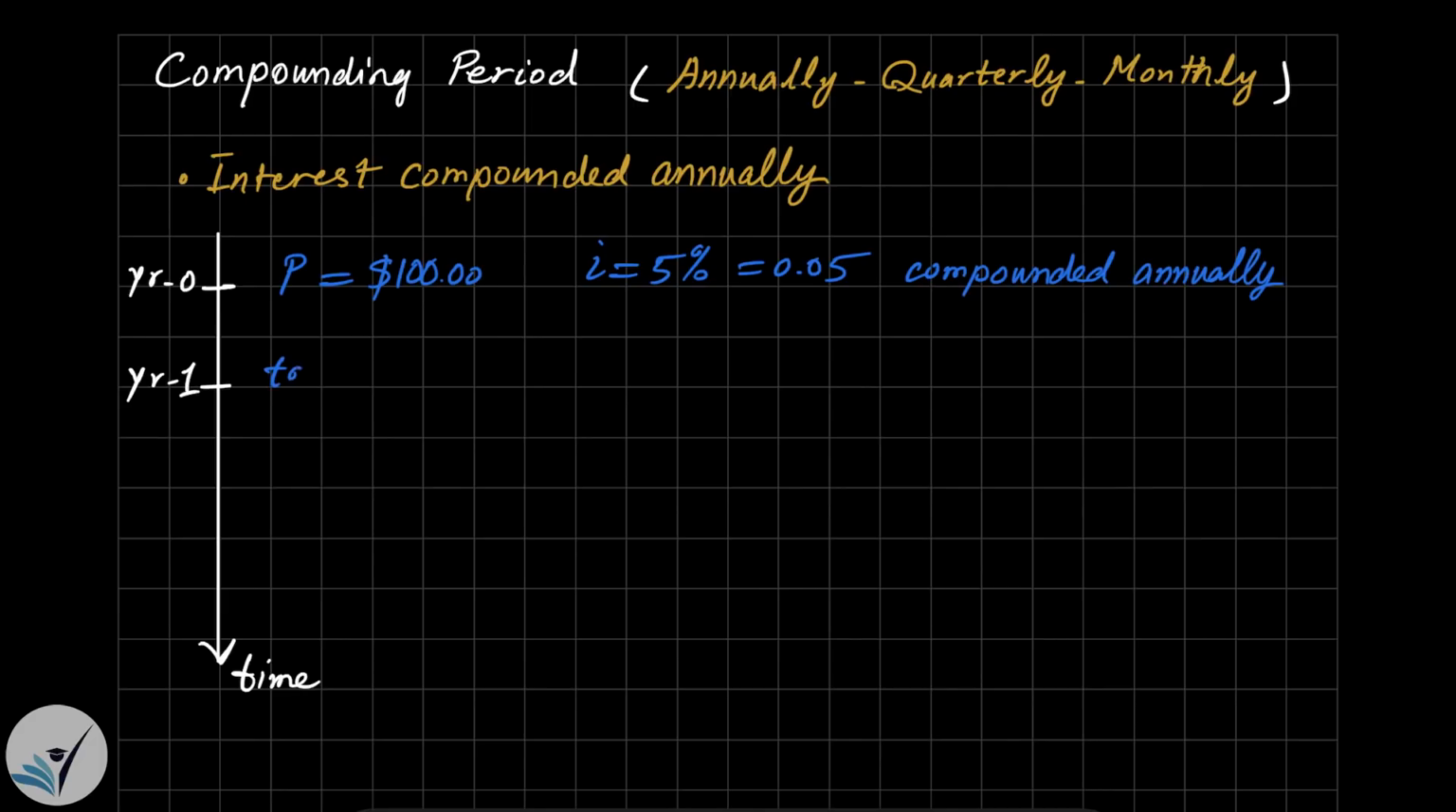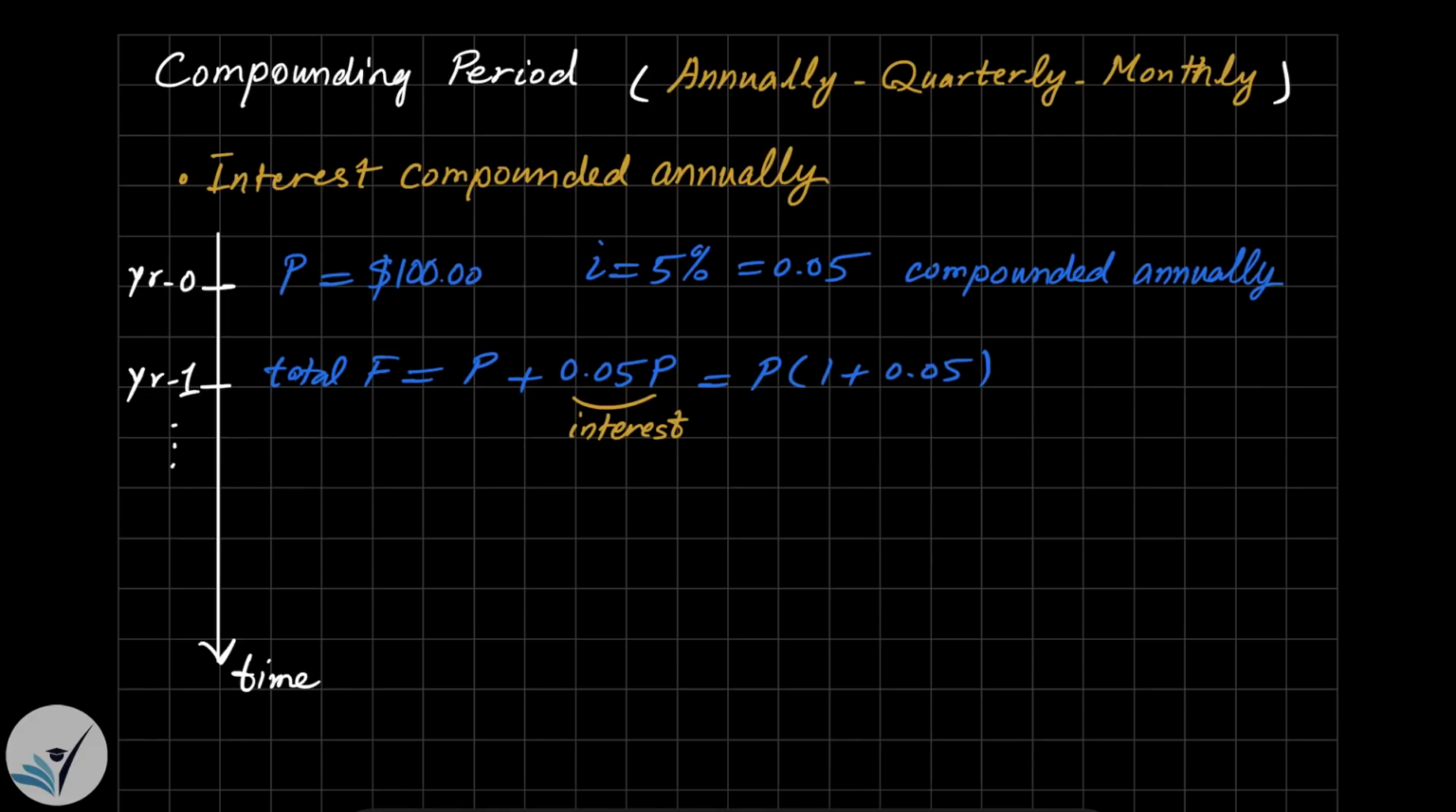So the total money in the account, let's use F for that. F is equal to the principal plus the interest that is applied to the principal. So the interest is 5% times P. So this part here is the interest. And we can simplify this and we get P times 1 plus 0.05.